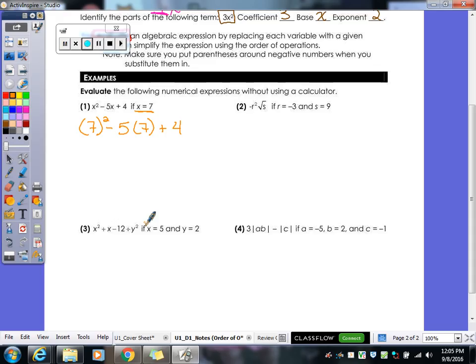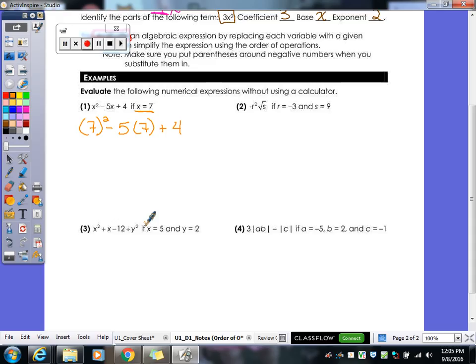So as you can see up here, my x squared, I did parentheses 7, and then I squared it. And then minus 5 instead of x, 5 times 7. Again, I use my parentheses and plus 4. And then once you plug it in, it's just like we were doing on our front.